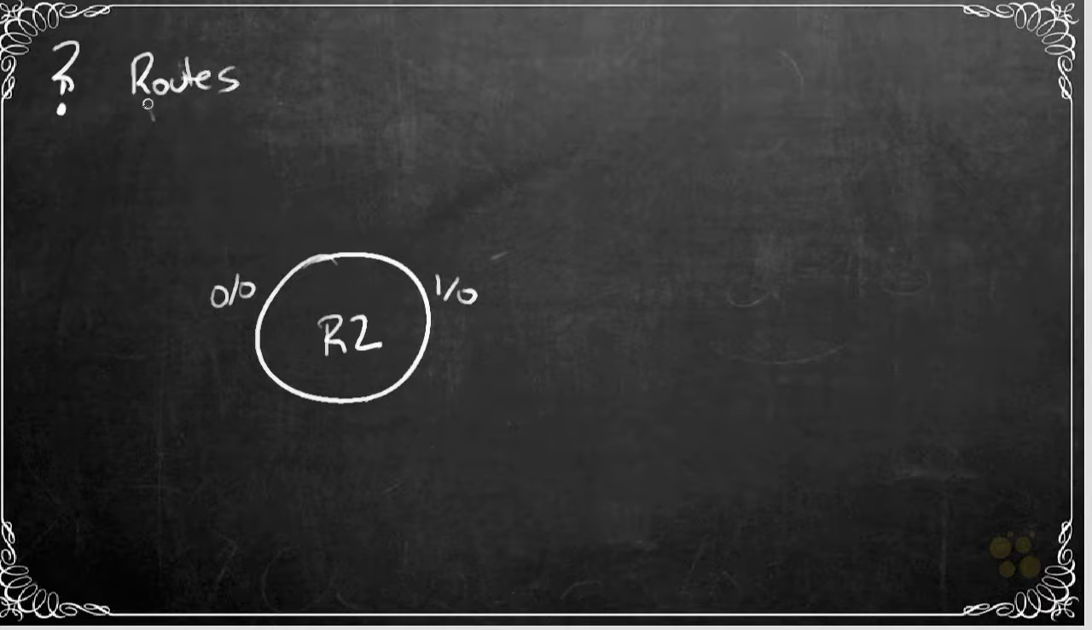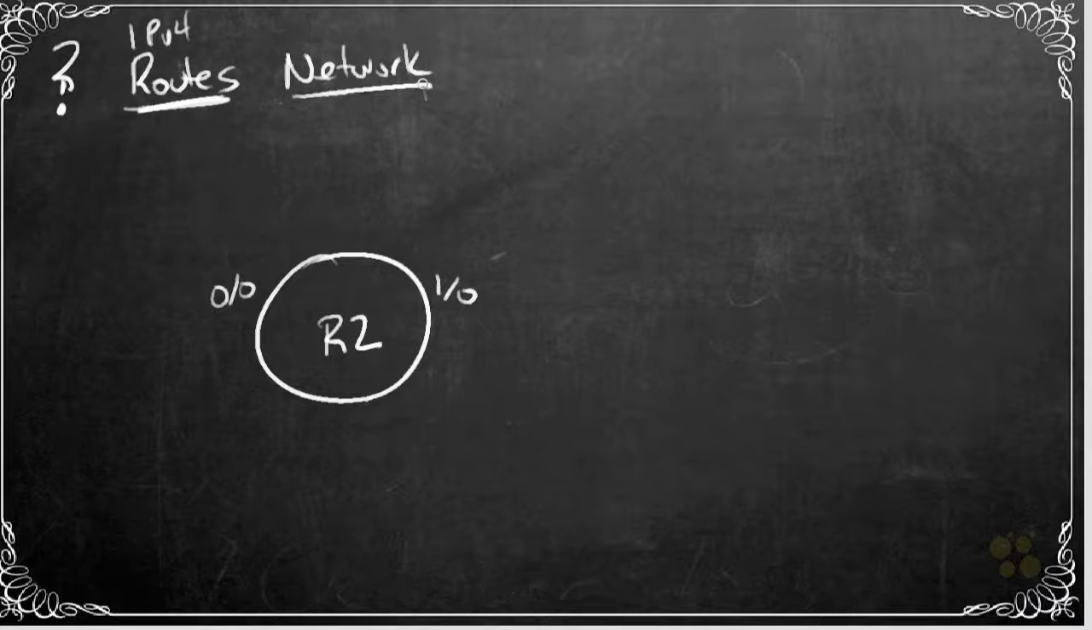Now, when we talk about routes, and I'm also going to add IP version 4 routes, a route is simply referring to a network, sort of like a street name. Another word that I've often seen when we talk about IP routing is the word prefix. So if we ever see the word prefix, think of it like a network or a street that the IP router needs to forward a packet to.